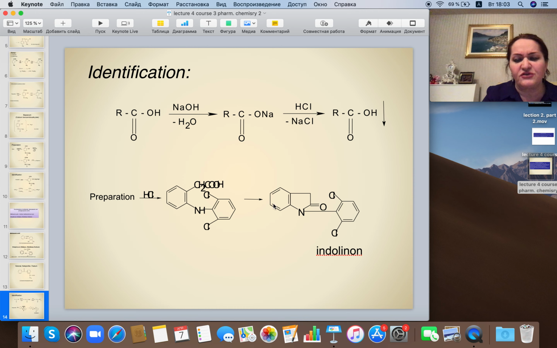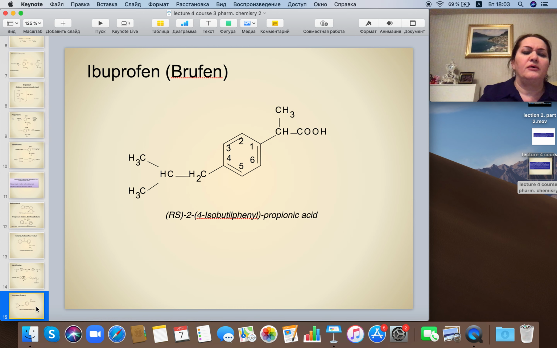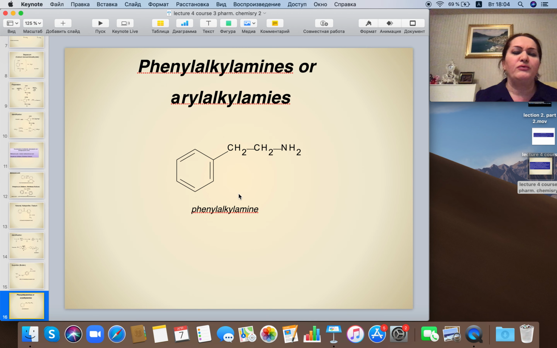And you can see the structure at the base, indolinone structure preparation. When we speak about the next preparation, ibuprofen, Brufen, also derivatives of phenylpropionic acid, they belong to non-steroidal anti-inflammatory remedies. Now we take the following part of our lecture.